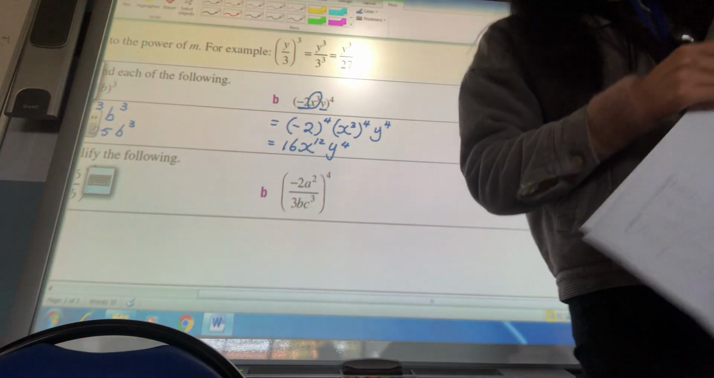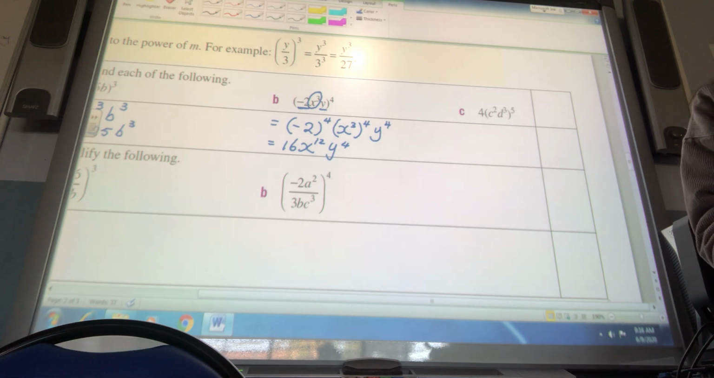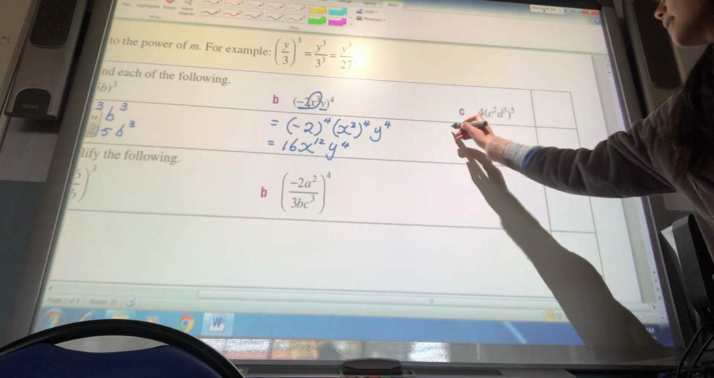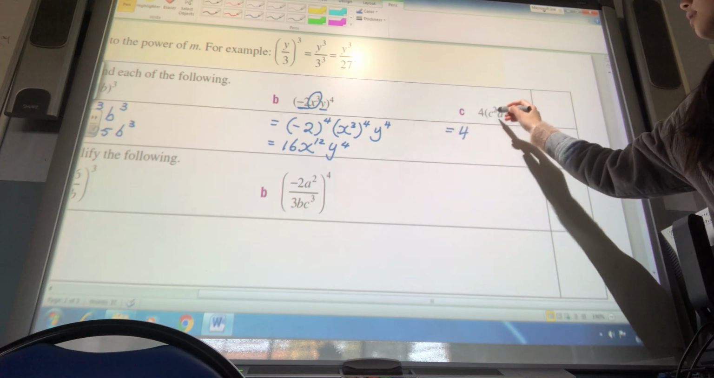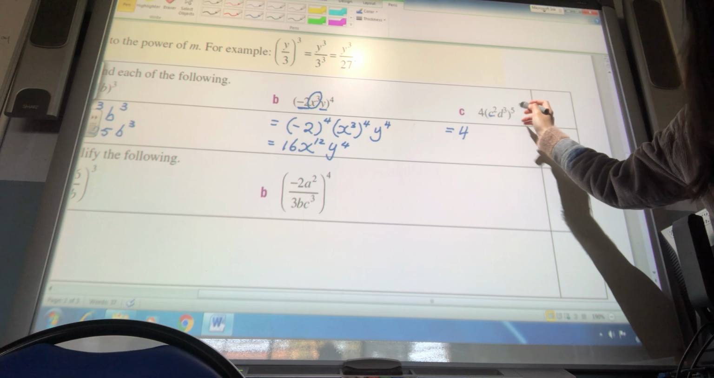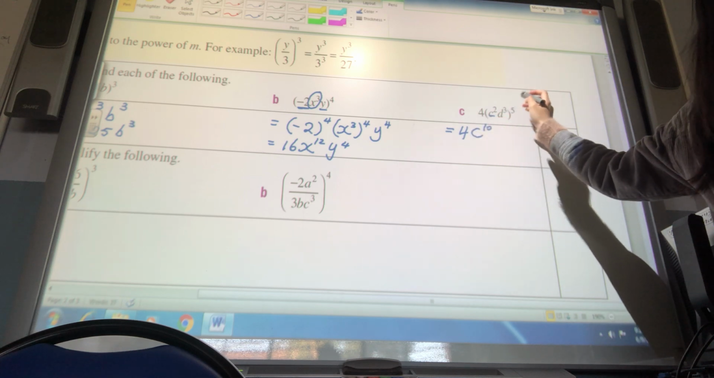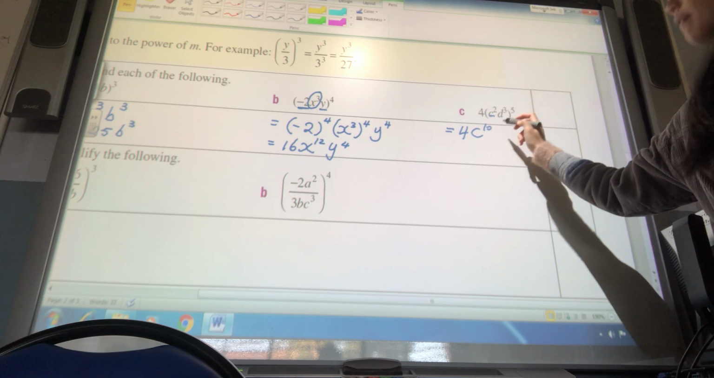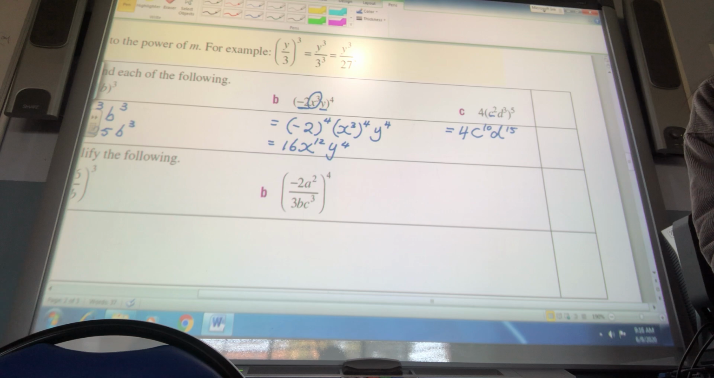Next question. For this one, does the power of 5 apply to 4? Why not? It's outside of brackets, right? So 4 stays the same, it doesn't change. 4 times c squared to the power 5. So that's c to the power 10. And then d cubed to the power 5, that's 3 times 5, d to the power 15. Right?